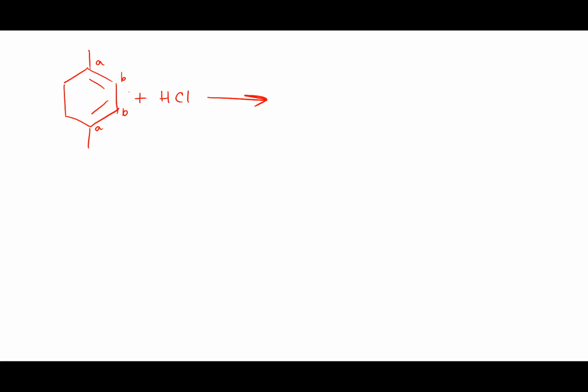Does everybody have their little color A, B, C, D cards? Okay, if you have that, let's use it. If not, A is 1, B is 2. Okay, so which carbon should I add my H plus to? Carbon A or carbon B?